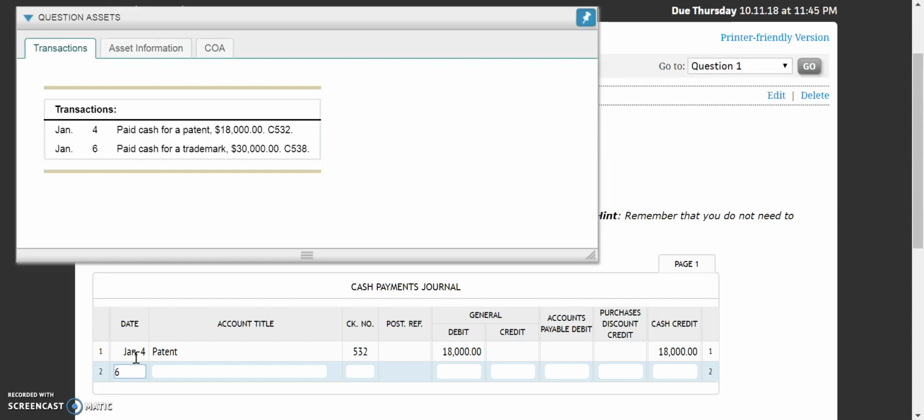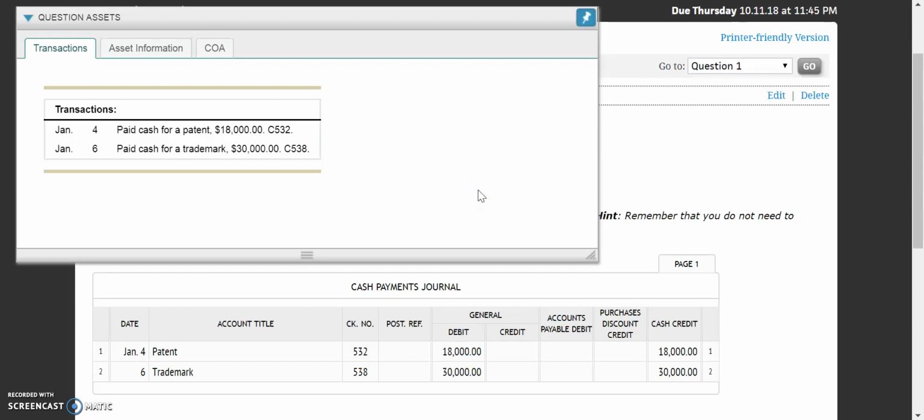And then we have January 6th, we purchase a trademark, check number 538. We paid $30,000 for the trademark and cash credit. So like I said, when you journalize the buying of an intangible asset, it's very similar to the way we journalize any of the other buying of our plant assets. So that one shouldn't be too difficult.